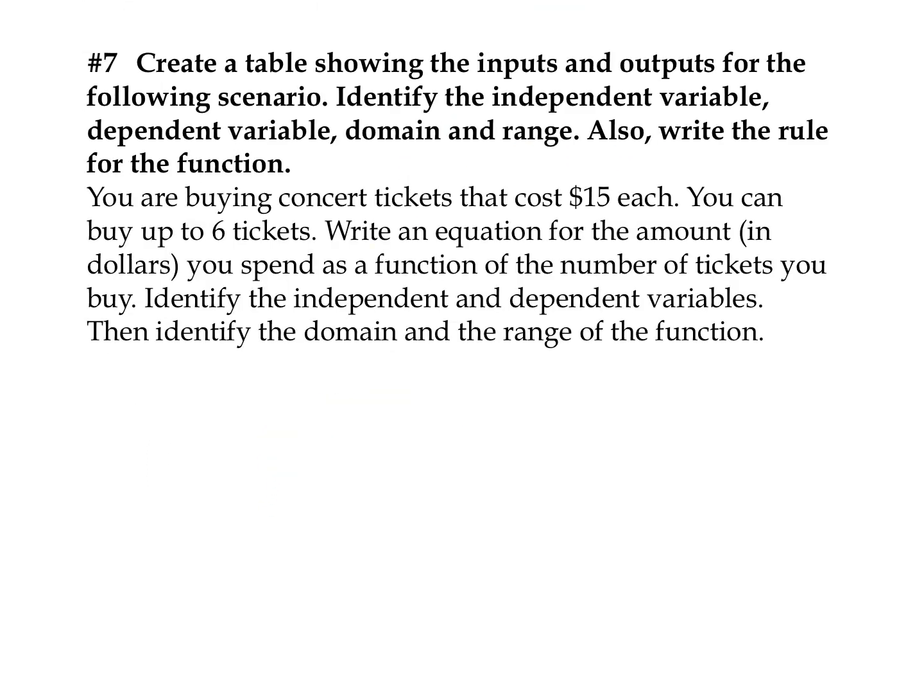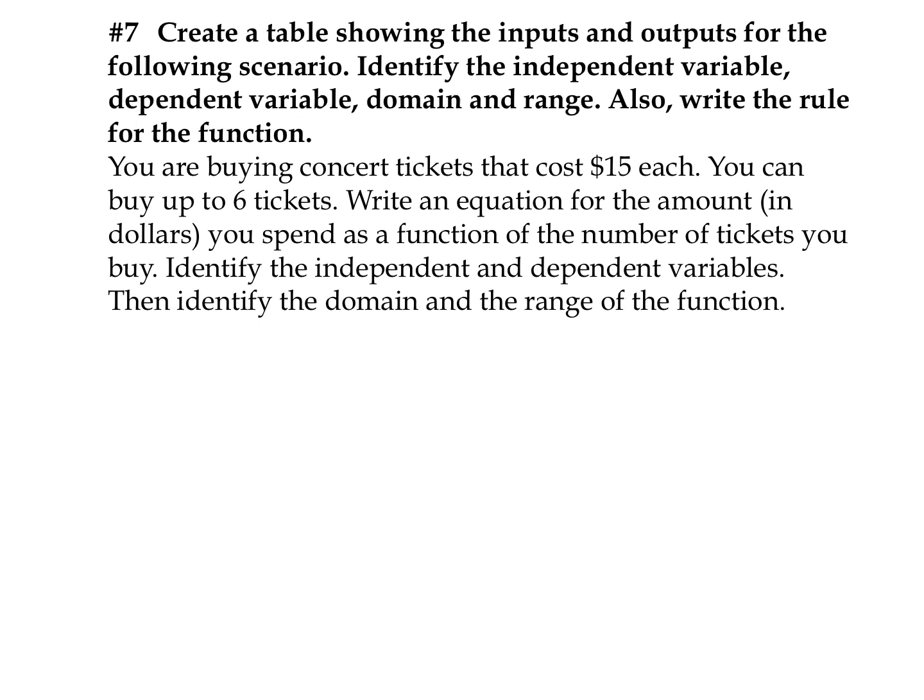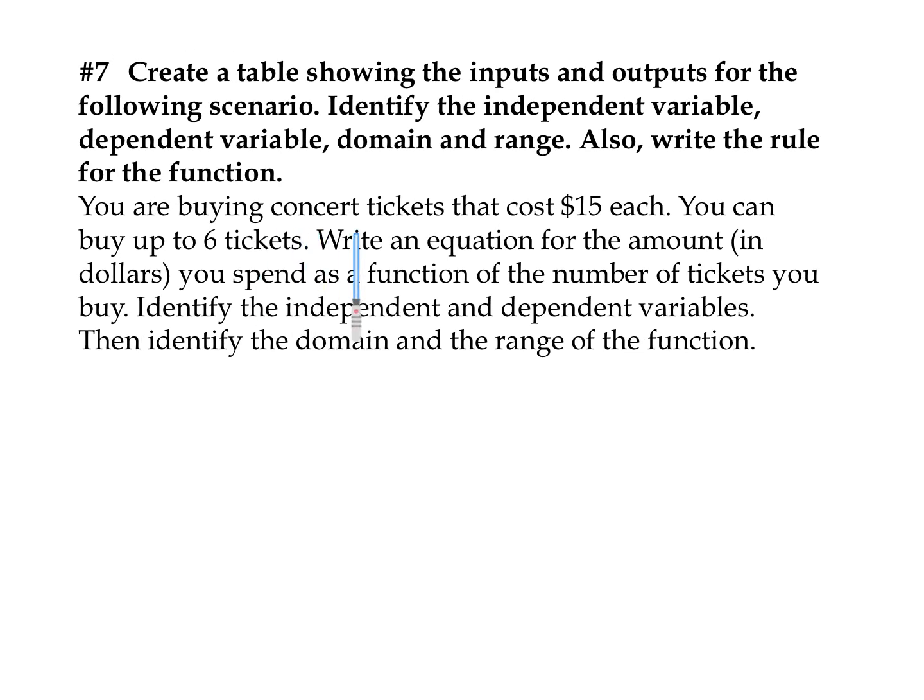Let's check one other situation here where we're going to tie all of this together. We're going to make a table of values. We're going to identify those different variables, domains, ranges, and write a rule. So let's see what we can do for this situation where you're buying concert tickets. They cost $15. You can buy up to 6 tickets, so there's a limit there. We're going to write an equation, which is our rule for the amount you spend as a function of the number of tickets. So first I'm going to define some variables.